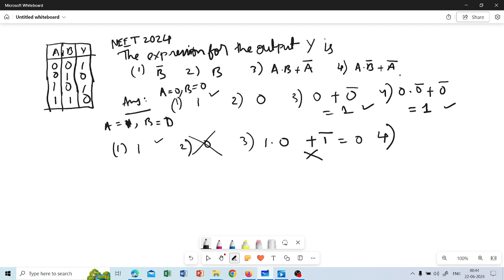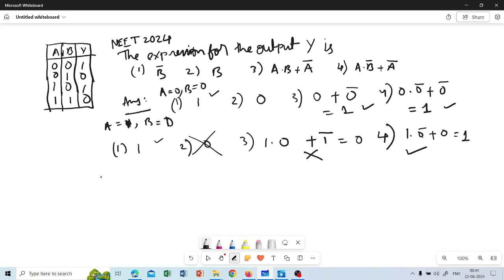Now a dot b bar plus a bar. Again a is 1, b is 0, so b bar is 1 plus a bar. A bar is nothing but 0. So I can say that 1 into 1 plus 0 is 1. So these two options are matching, the y is 1. So option 2 and 3 are eliminated. So we have to check only two options now.